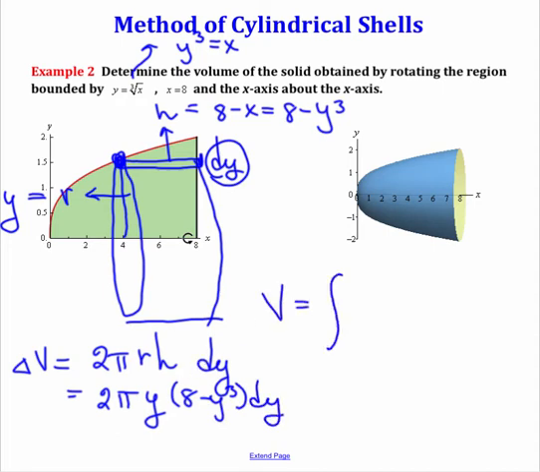My volume is going to be, again, a limit of integration for y. So it's going to go from 0 to 2. Right, because it's going to be 0 here, 2 here. And 2 pi y, 8 minus y cubed dy. We could certainly find it by hand or by calculator, but I just want to make sure that you can set it up and you can see where things came from.